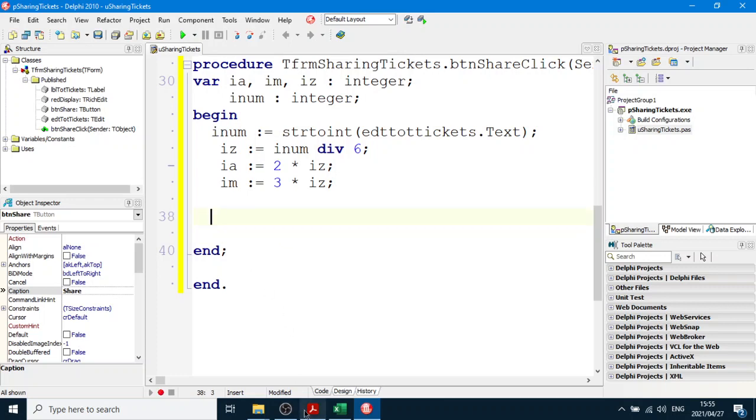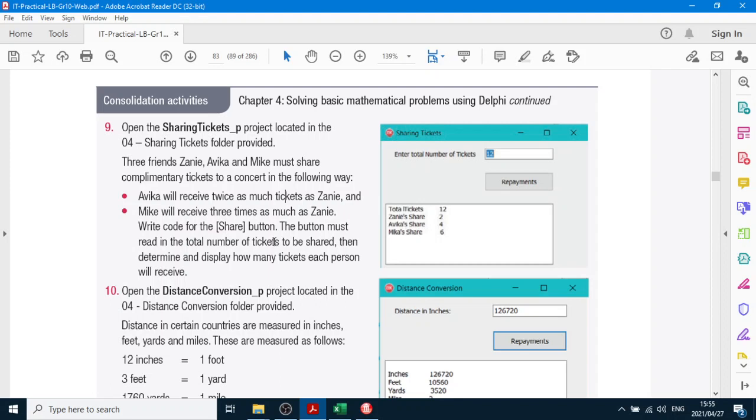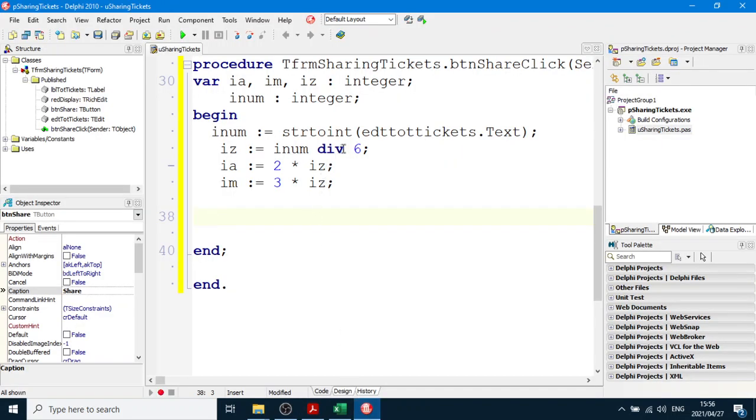And if there's any leftovers, yeah. So that should be interesting. Obviously, if there's 12 tickets, that's an easy one to solve. But that div will give you the whole number and what the remainder is after dividing by 6. Interesting, hey?